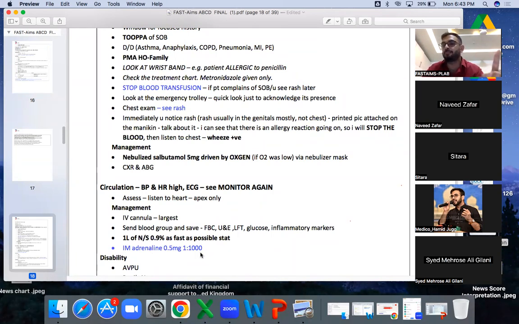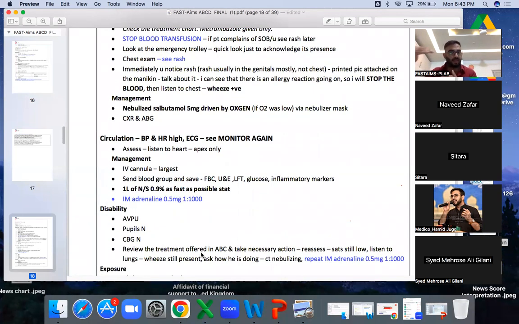Here the problem is that the common mistake is they give IV adrenaline and the patient dies. IV adrenaline is for cardiac arrest, not for the shock patient. In this anaphylactic shock patient, it is IM 0.5 mg, 1 in 1,000 preparation, and it is IM. I am repeating it: it is IM, never IV. In this scenario it can be IV, but only at very later stages, and it is not you who can give that. It is in the ITU.